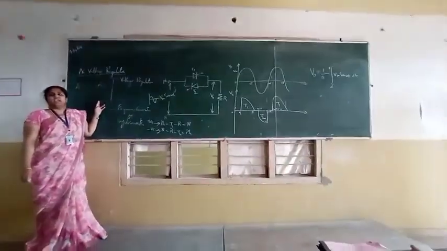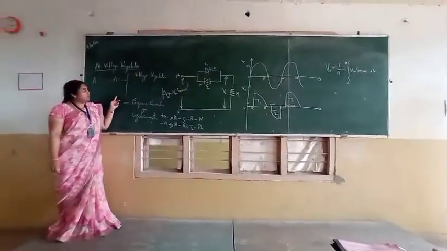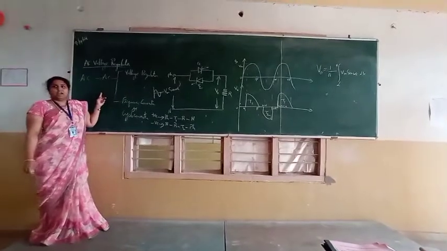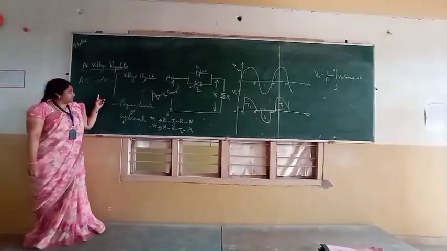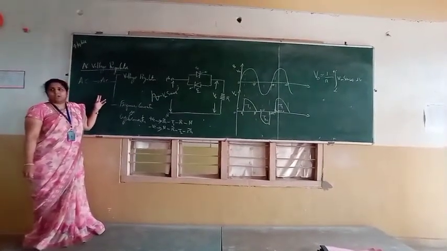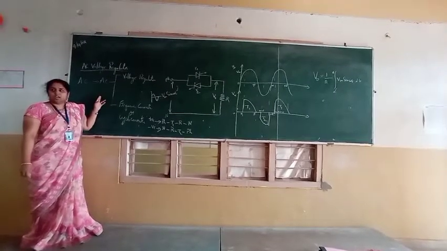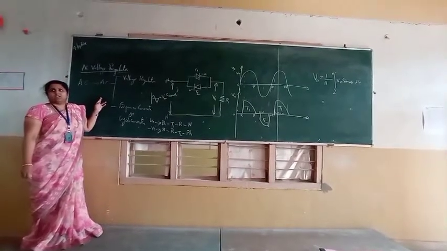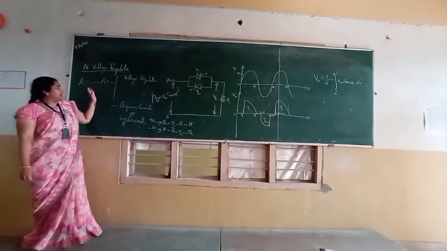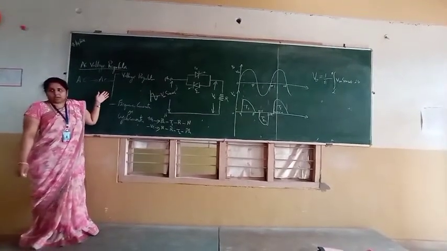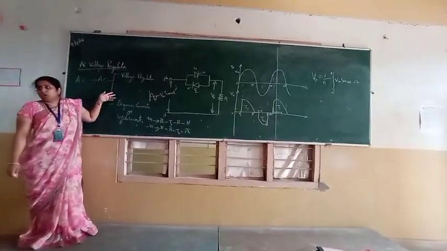Let's discuss the AC voltage regulator. So what do you mean by an AC voltage regulator? An AC voltage regulator is a circuit which converts a fixed AC into a variable AC. Why do we have to convert a fixed AC into a variable AC? Because we need a controlled output.